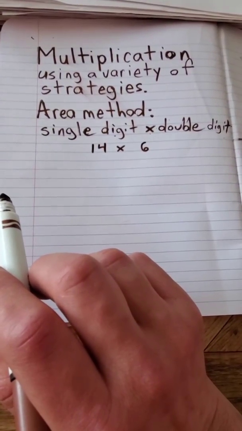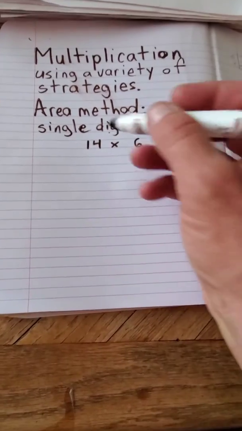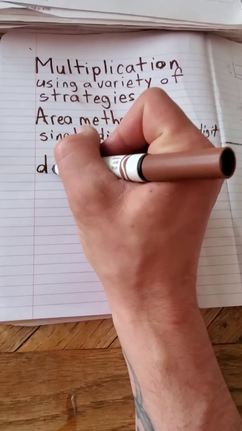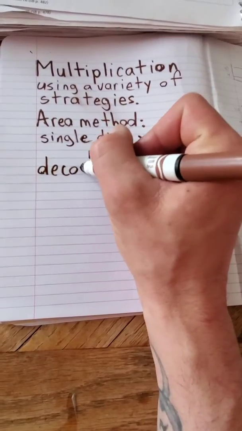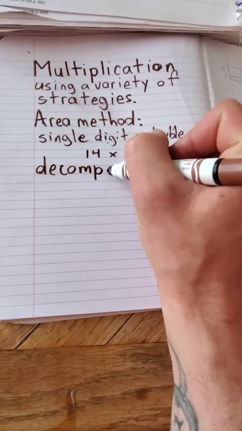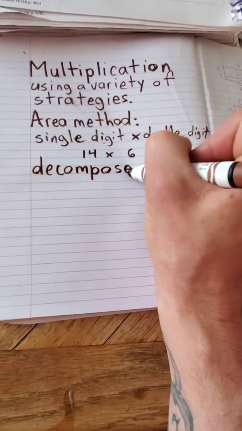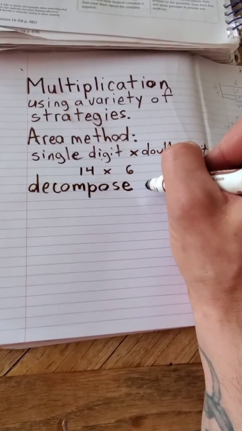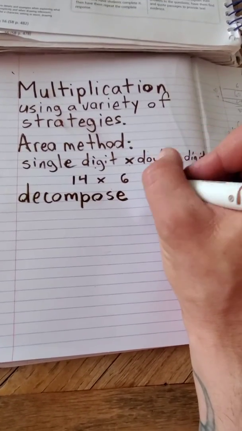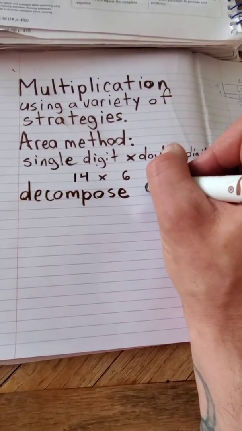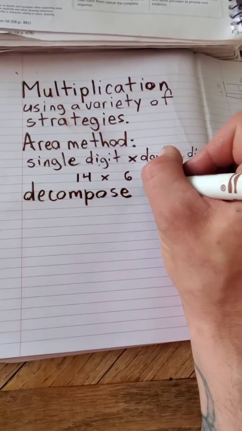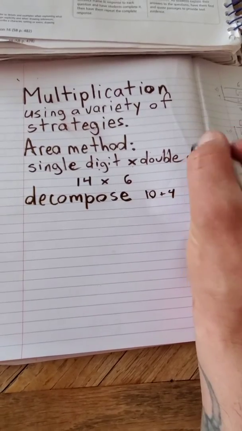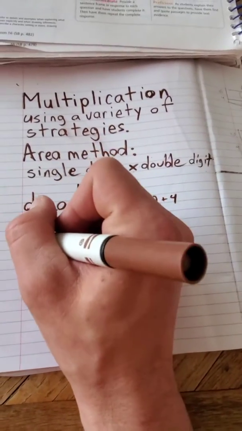First we need to what? Starts with a D. Hopefully you said decompose. So when we decompose, we break down the place value. So 14 would break down into 10 and 4. And we'll go ahead and set that up over here.